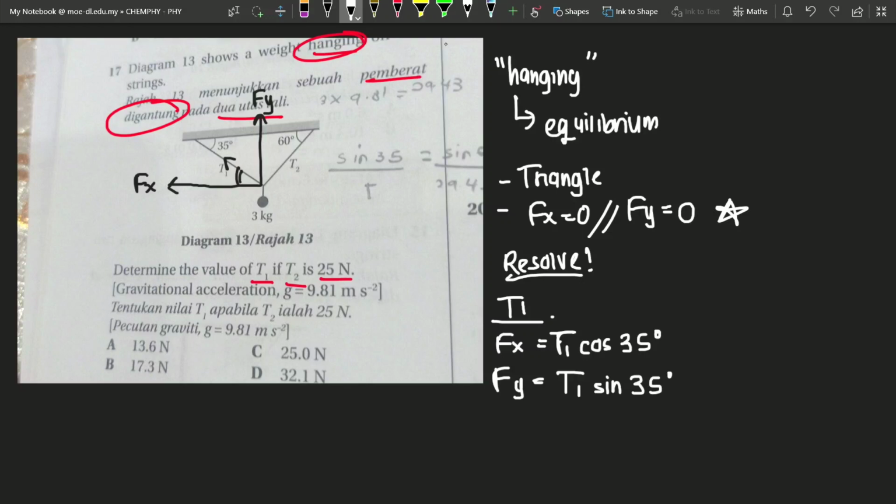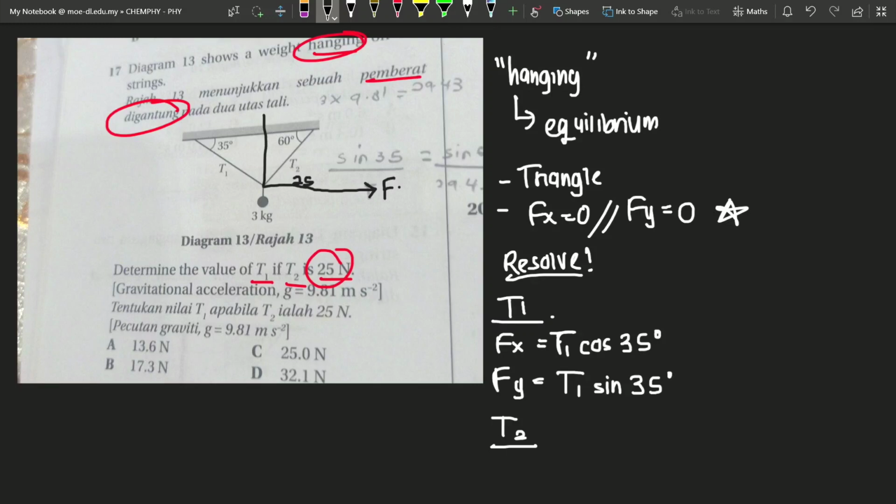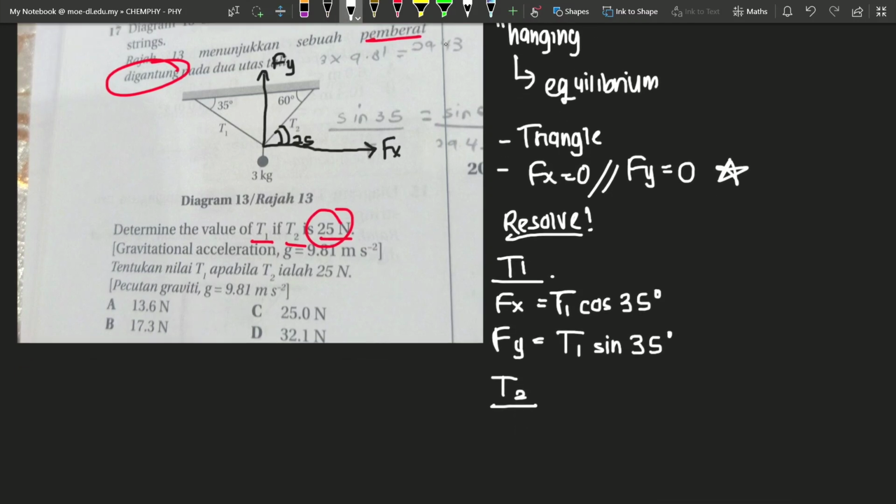So let us resolve next our T2. T2, our F is already given 25 Newton. So to resolve T2, it will be like this, this is the Fy, this is the Fx. And this is the 60 degree. So for Fx of T2, Fx will be equal to F cos theta. F is 25, cos 60. Fy is F sin theta. F is 25, sin 60.